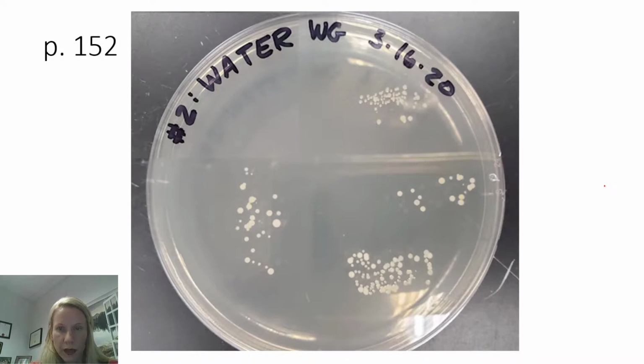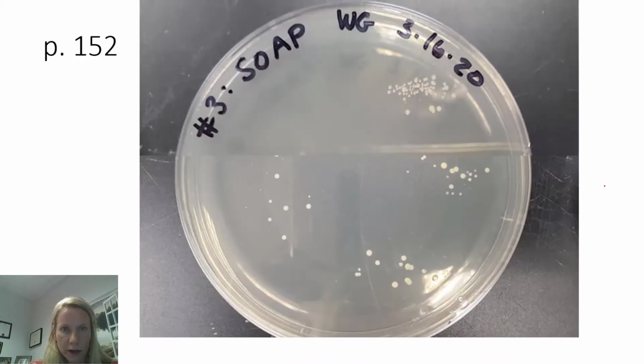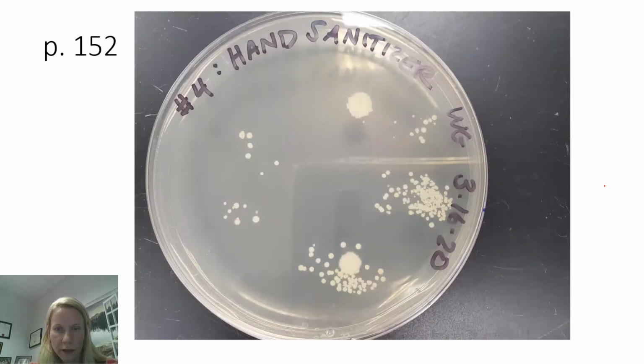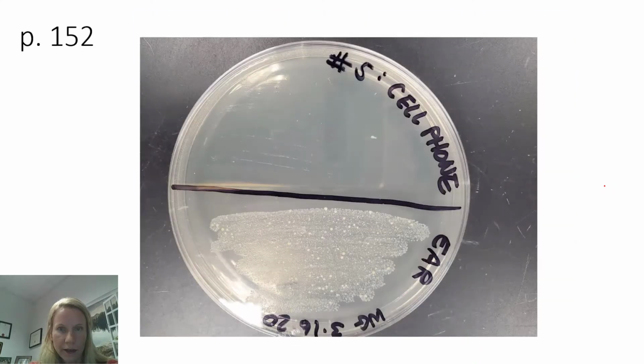Here's our water plate. We see several colonies, not any of those big jagged edge ones though. Those guys are gone. Lots of the smooth, round, beige, sort of white colonies. We see a lot of those. Soap plates looking better, okay, compared to water only. Hand sanitizer is not looking so good on this plate. And then here is the objects.